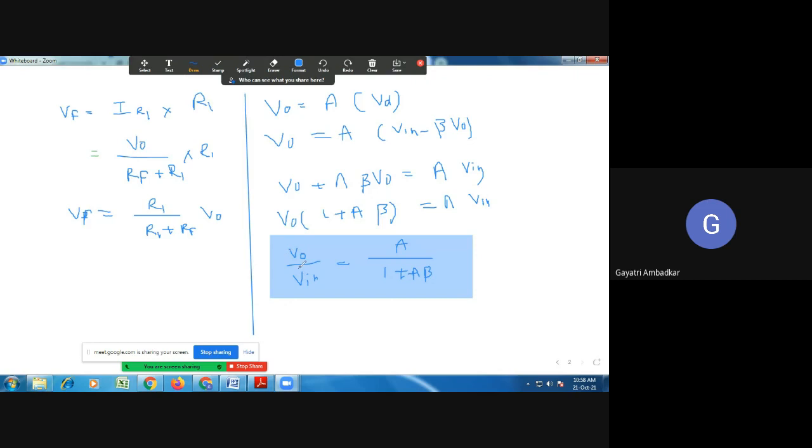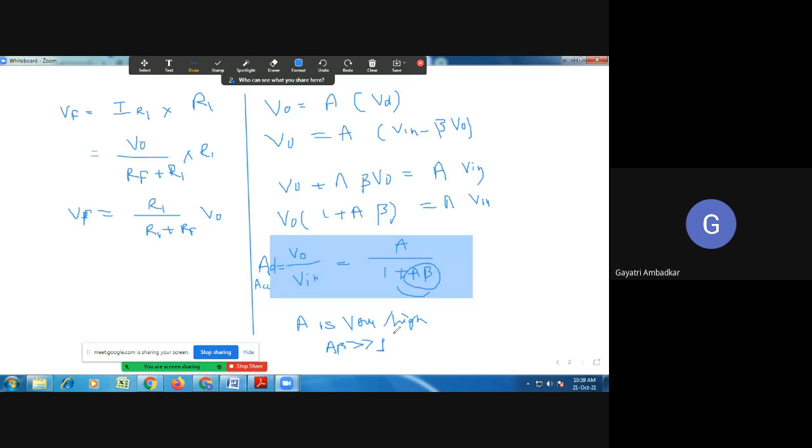which is equal to VO by V in, your AD, the differential gain, or you can also call it the closed loop gain ACL, that is equal to VO by V in, and that is equal to A upon 1 plus A beta, where A indicates the gain of the op-amp without applying feedback. You know the gain of the op-amp without applying feedback is very, very high. A is very high. Therefore, this factor A beta is very, very greater than 1.